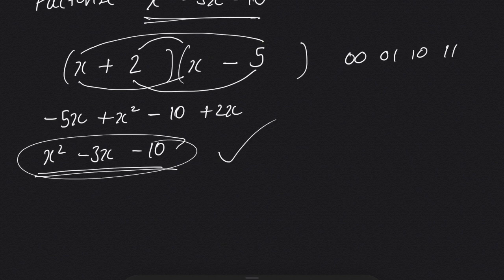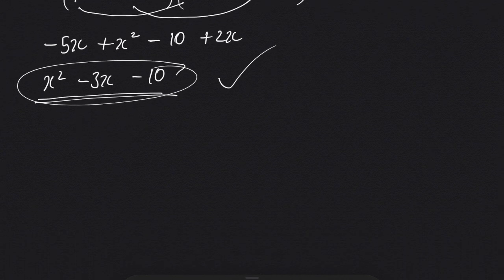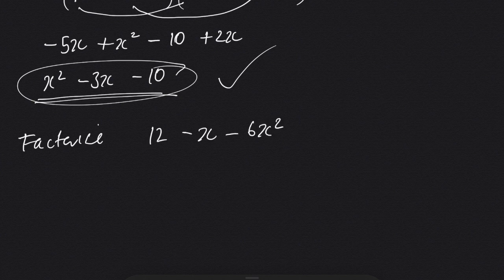So we can see we have the same answer as what we previously had. We've got this correct. Okay, and then finally, let's think if we can make this a little bit more difficult. So what happens if we have a question that asks us, what about factorizing 12 minus x minus 6x squared?